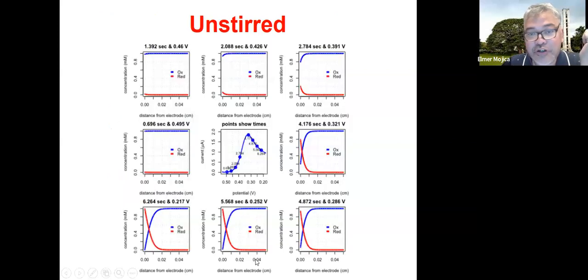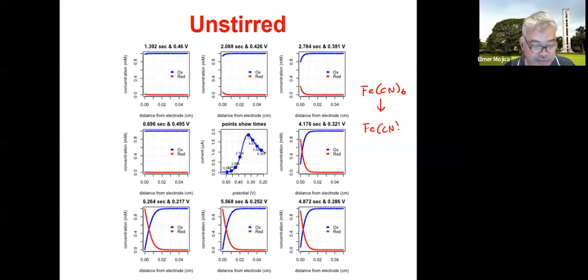Now, if we compare a data set, this is an image that shows the LSV of unstirred solution. The system that you have here is FeCN6 3- converting to FeCN6 4-. So anong magkakaiba nila?